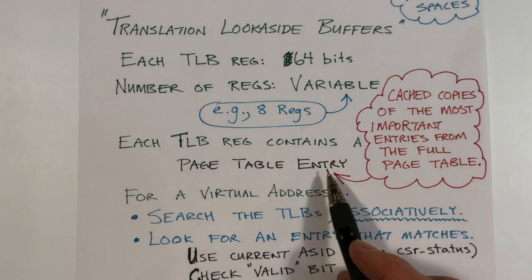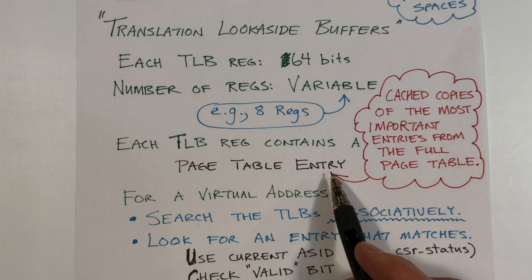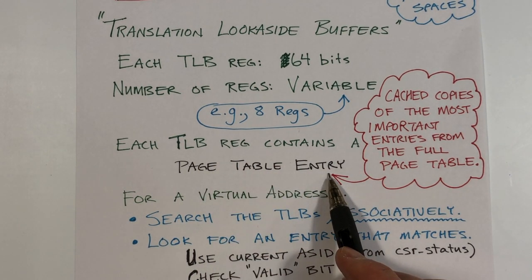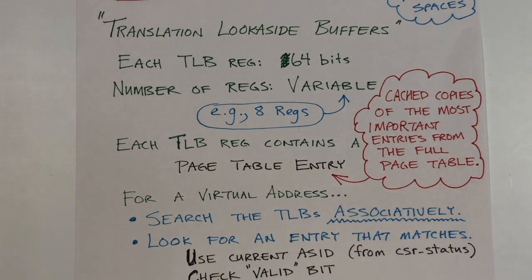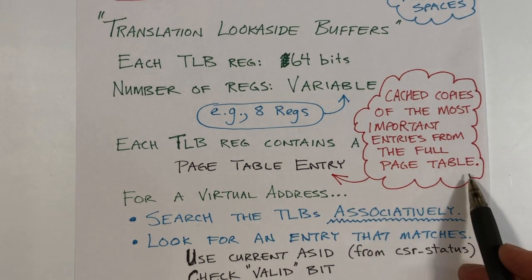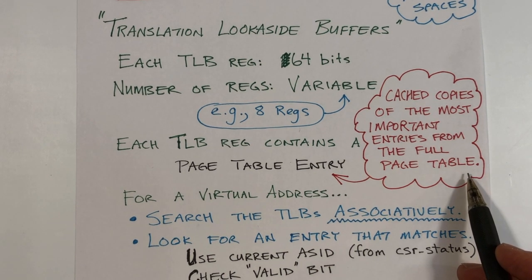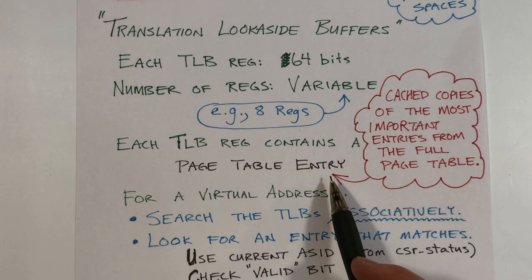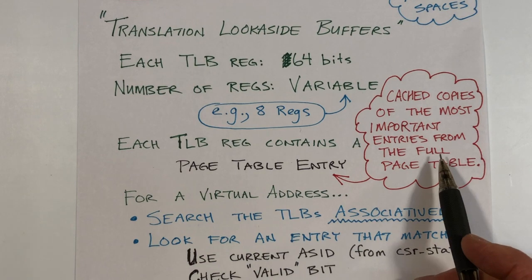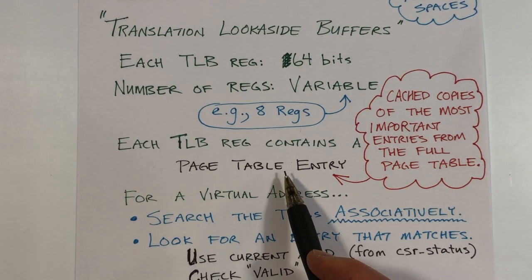We've mentioned the page table, and we've got some sort of a data structure that describes each page in a virtual address space. Well, the idea is that each TLB register contains a single page table entry. So each register contains a TLB entry, and you can think of this as a cache for the most important entries from the full page table. Of course, a program is only going to access a small number of pages at any one time. That's the working set concept. And so only a small number of page table entries are needed at any one point in time. Essentially we're caching the most important entries from the full page table in the TLB registers.